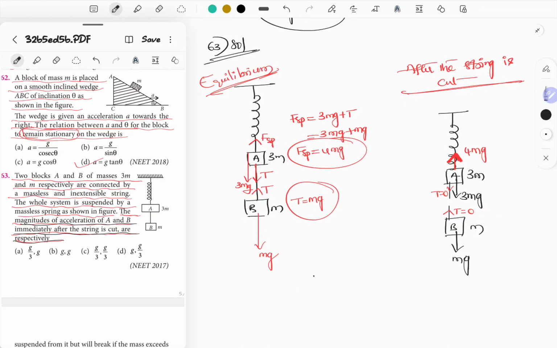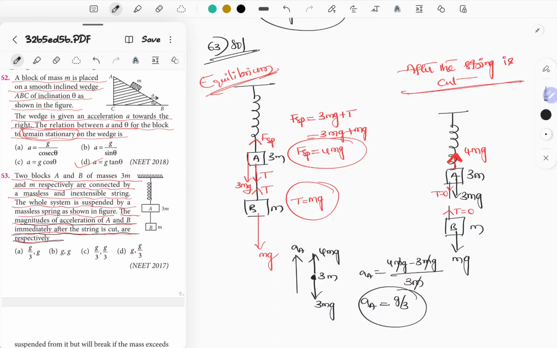Let me consider block A and block B separately. Mass 3m: downward force is 3 mg, upward force is the spring force, which is equal to 4 mg. As 4 mg is greater than 3 mg, the system will accelerate upward with some acceleration A. How to find the acceleration of A? F net by m net, that is 4 mg minus 3 mg divided by the mass of this block, that is 3m. So m will get cancelled. Acceleration A is equal to g by 3. This is the acceleration of block A.